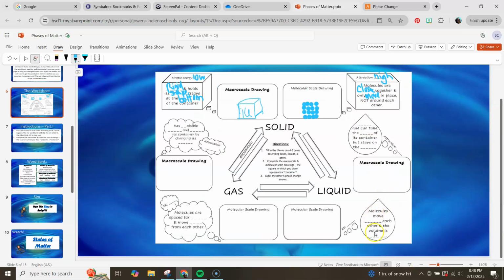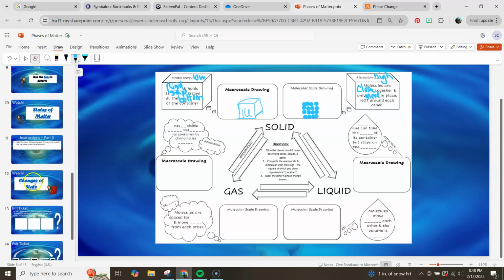So liquid is right here, right here. We got the attraction, the kinetic energy, and then our 2 drawings. Gases are over here. We got attraction, kinetic energy. These 2 boxes describe the molecules, and then our macro scale and our molecular scale drawing. So you guys will complete those parts.